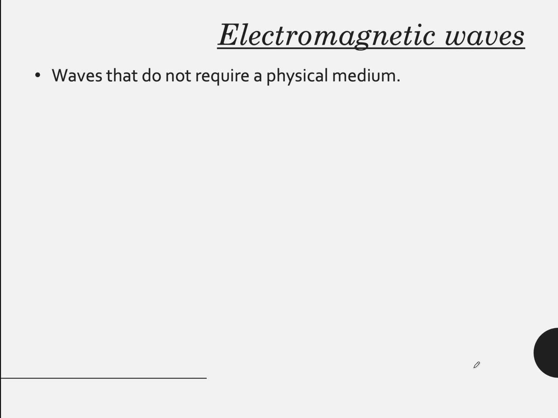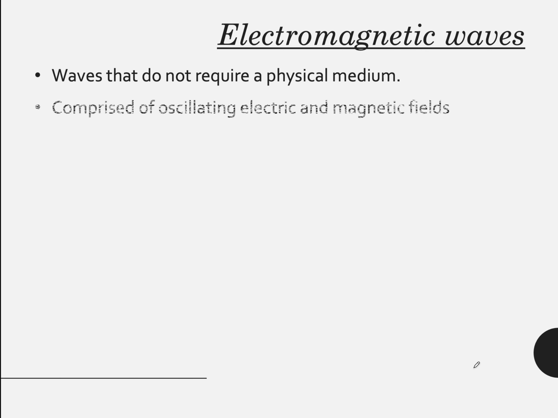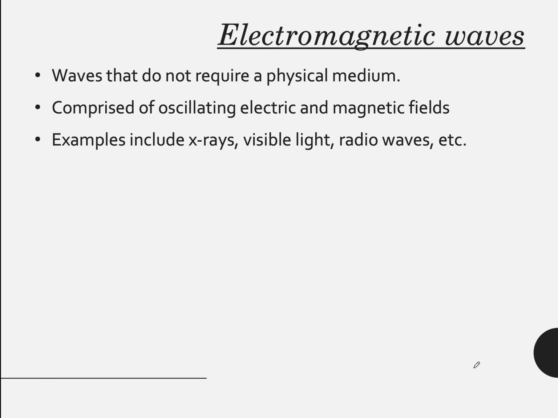Electromagnetic waves, which are the ones that we're pretty familiar with, are interesting in that they do not require a physical medium. Electromagnetic waves can actually transfer through a vacuum, so outer space, for example. They're composed of oscillating electric and magnetic fields, and they don't need something to be in.